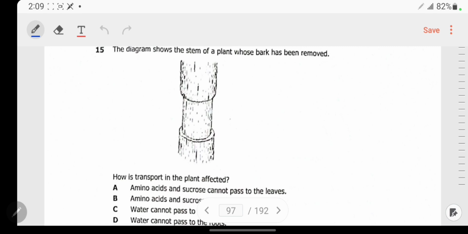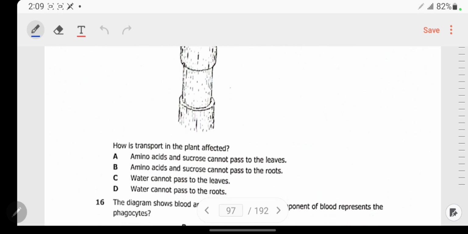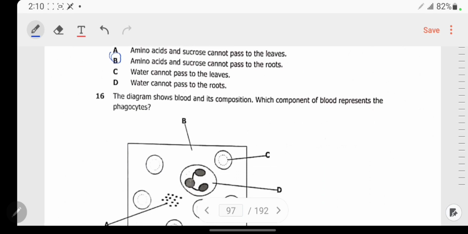Now, from where? From the site of production. Where is the site of production? The leaves. So they will fail to move from the leaves to, let's say, the roots. So our options should have those. We have amino acids and sucrose cannot pass to the leaves. No, that's wrong because that's where they are produced. Amino acids and sucrose cannot pass to the roots. This one is the correct answer. If they are talking about water, that's the xylem, which is not found in the bark of the tree.